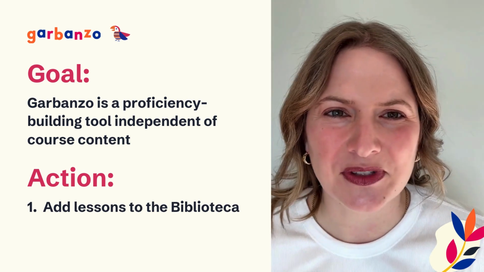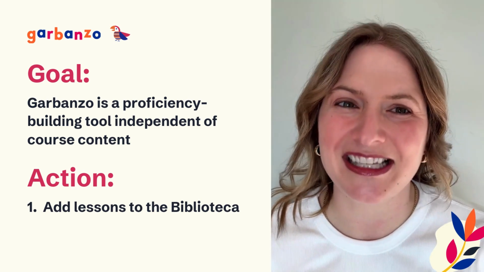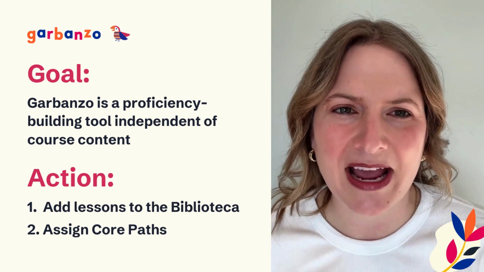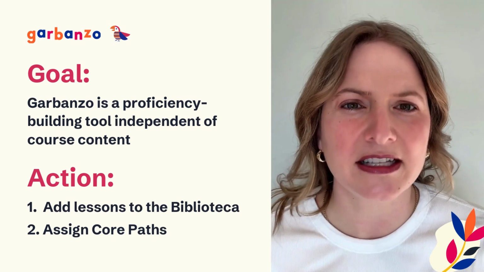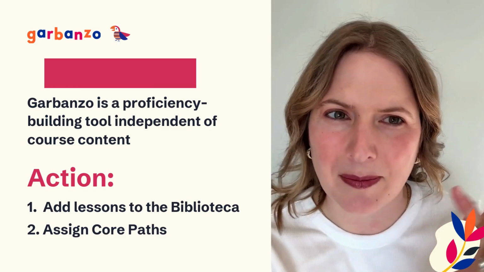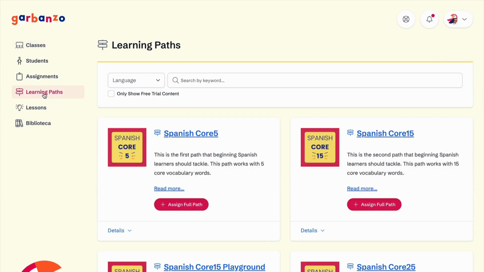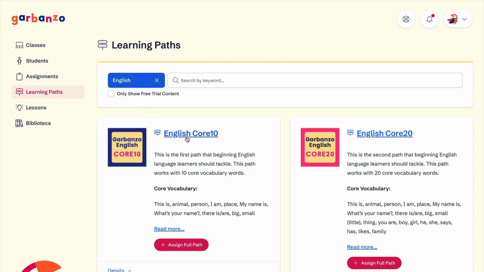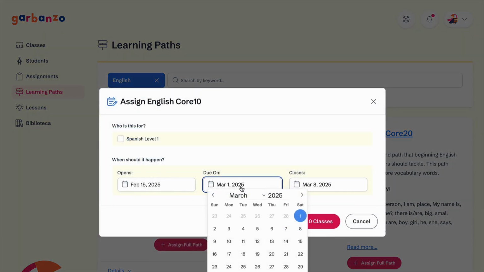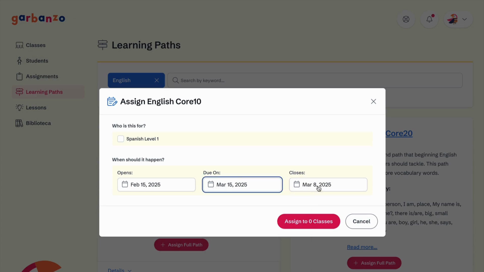The other way to use Garbanzo as a means to build proficiency independent of what you're doing in class is through the core paths. The core paths are sequenced and scaffolded so that your students will be able to understand the lessons as they read through them in order. If you have beginner students, start with the first core path in your target language, the core path with the lowest number. Use the path assignment feature to send the full path to your students as a single assignment, and the application will automatically feed them a series of assignments to complete in order.